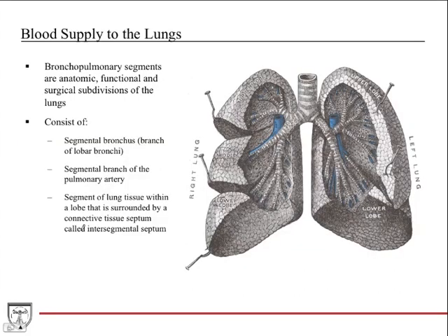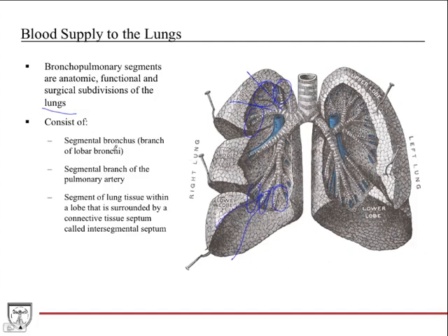So bronchopulmonary segments, these are anatomical, functional, and surgical subdivisions of the lung. So these are subdivisions within the lobe. So you have the upper, middle, and lower lobe. You can see that here. You have the main bronchus, you have the lobar bronchi, and then you have the segmental bronchi, which you can see here and here and here. So these are segments of each of the lobes, as you can see here, and then you have these and these and these. So there's multiple segments within each lobe.